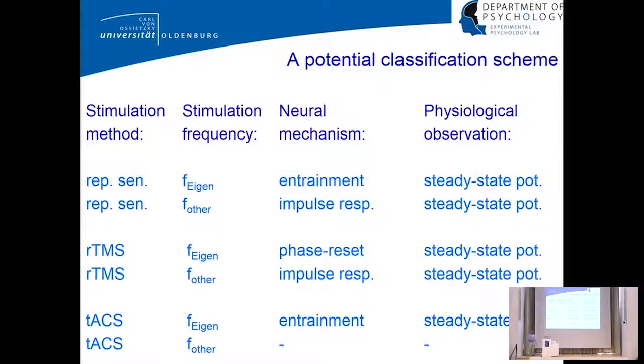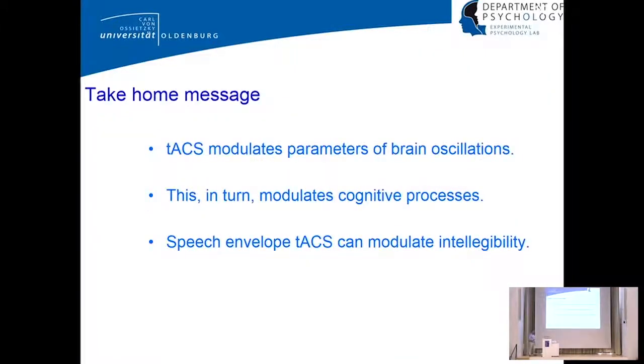And I'm looking forward to what you think of this attempt to get a classification scheme of what we're all doing. And my take-home message to you is that tACS can modulate parameters of brain oscillations. I showed you mainly the amplitude, but we're also trying to modulate the frequency and, of course, the phase of oscillations or the phase relation of multiple oscillators. And in turn, this modulation of an oscillator leads to modulations of cognitive processes and demonstrates the causal role.